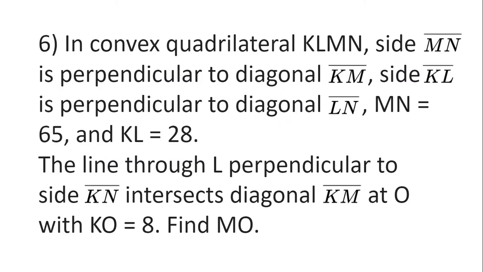Problem 6. In convex quadrilateral KLMN, side MN is perpendicular to diagonal KM, side KL is perpendicular to diagonal LN, MN is 65 and KL is 28. The line through L, perpendicular to side KN, intersects diagonal KM at O, with KO being 8. Find MO.